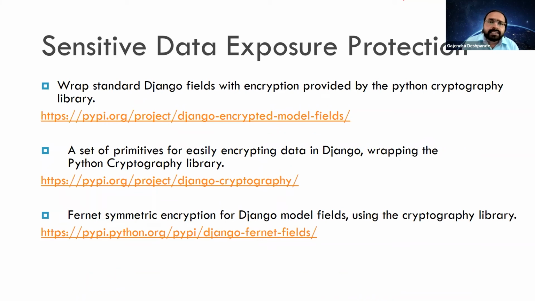The next is if you want to use more modules, that is, if you need encryption modules, cryptography modules for hashing, in that case, you can use Django encrypted model fields, right, for Python cryptography. Then also you can go for Django cryptography modules, right, for encryption and decryption and other cryptography related tasks. Then you can also go for Django Fernet fields. So depending on the requirement, you can choose the appropriate package.